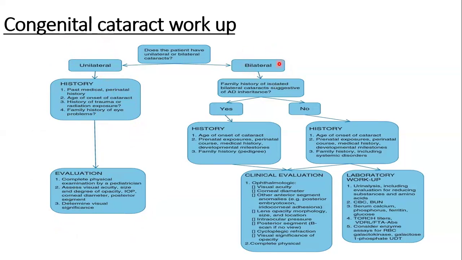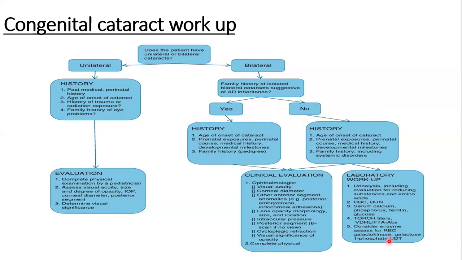For bilateral, firstly, you will ask about family history, that's suggestive of autosomal dominant inheritance, and you can always examine the parents, the father, mother, and examine the siblings. And if you find cataract, then mostly that is familial cataract, and then you will not need to do so much lab investigation to diagnose the patient. If there is no family history, then you will go for clinical evaluation and then the laboratory workup.